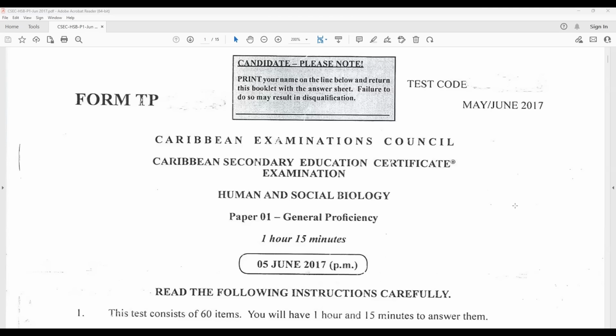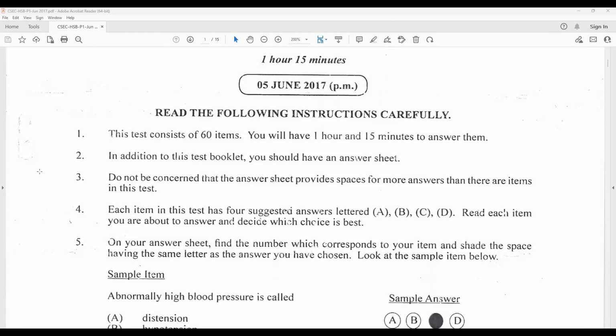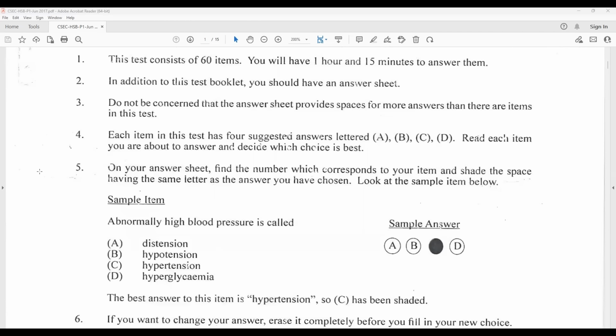We are looking at the Human and Social Biology, June 2017, paper 1. It gives us approximately 1 hour and 15 minutes to complete this paper. And you have the initial instructions. You have 60 items, 60 questions, and you have to answer all by shading on your answer sheets. And take note that this is about the best answer.